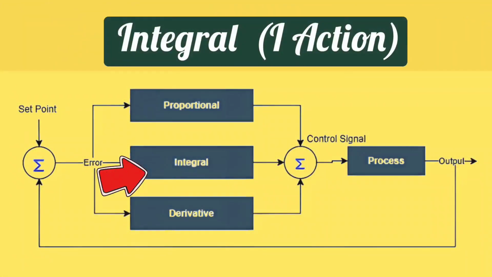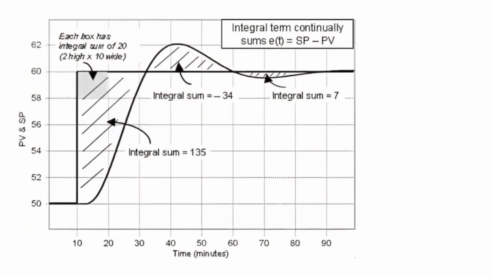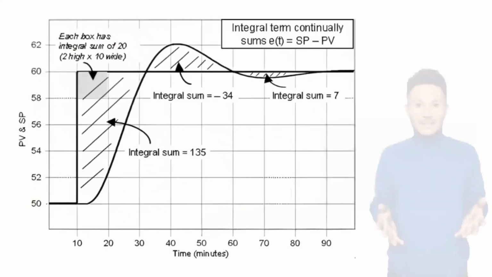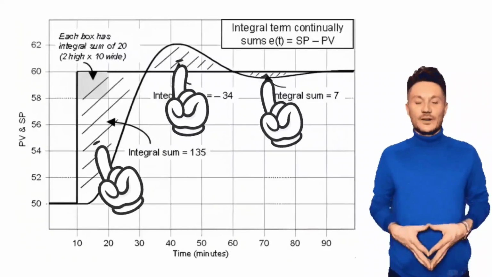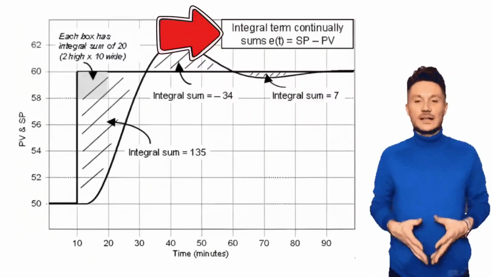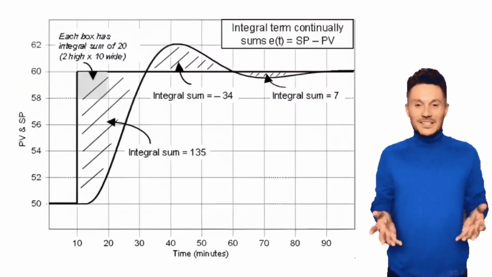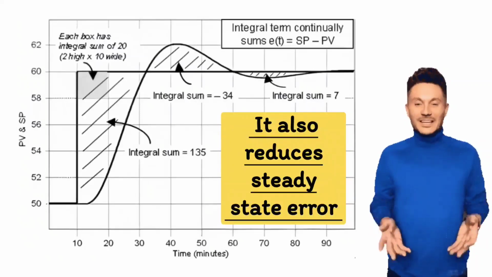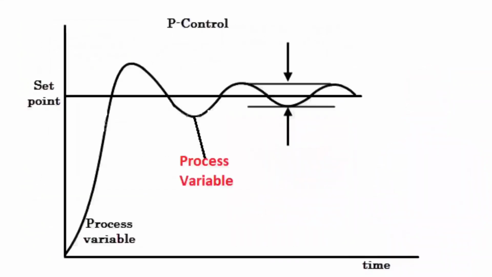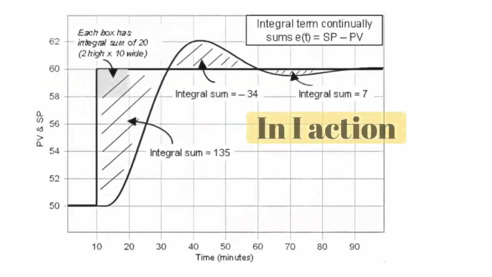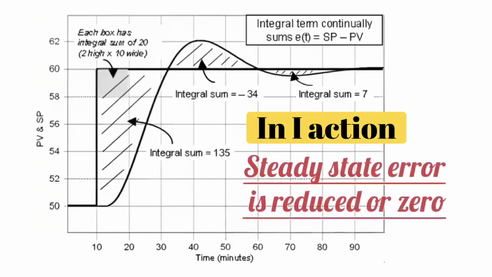Next is integral, meaning I action. In integral action, we control the accumulated error. When the error persists, the integral action allows us to accumulate the error and adjust the output. This minimizes the steady state error. The steady state error which remained in P action reduces in I action or becomes zero.